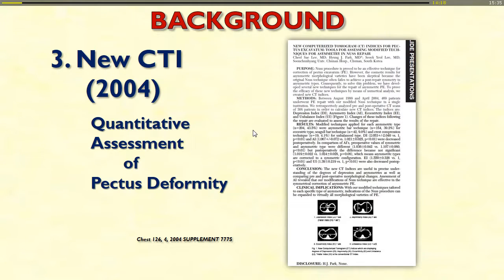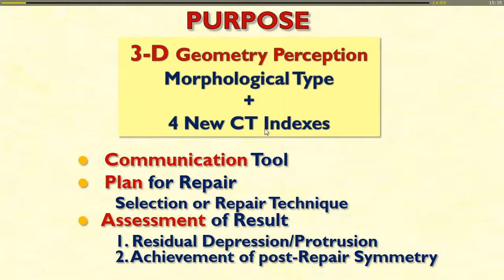The CT index was conceived in early 2000, and it was presented at the CHEST meeting in 2004. The purpose of this study is how we can perceive the 3D geometry of the deformity by combining the morphological type and the CT indexes. This is going to work as a communication tool between surgeons, and we can plan the repair by the results of this imagination, and we can assess the results.